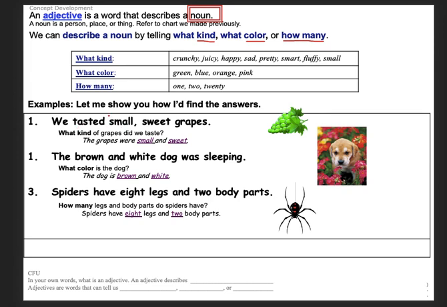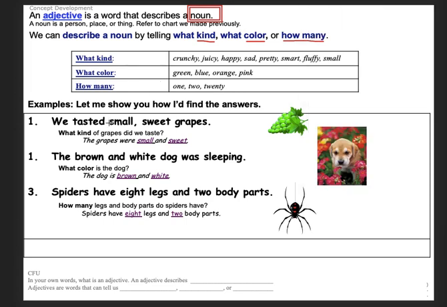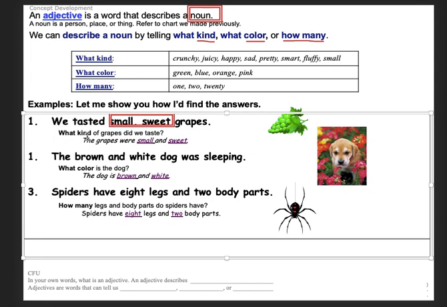So that leaves small. Let me see if I can get those shapes back. That leaves small and sweet. These two words, there's two of them, tell you about the grapes, small and sweet. What kind of grapes did we taste? So it's referring back up here, the kind, small and sweet grapes.